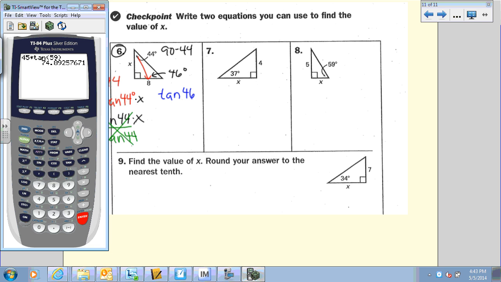So let's take a look at that. We're going to do 8 divided by tangent of 44. And rounding it to the nearest tenth is 8.3. So we get x is equal to 8.3.